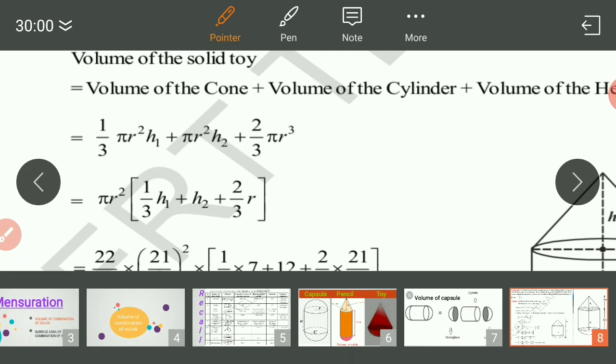After this step, this is a very important thing, we need to take common the common terms in the three formulas. Otherwise sometimes we substitute directly, which is most difficult to simplify the problem. That's why we need to take some common terms. Here pi r square is the common, then the first term 1 by 3 h1 is the remaining term, plus in the second term h2 is the remaining, and in the third term 2 by 3 r.